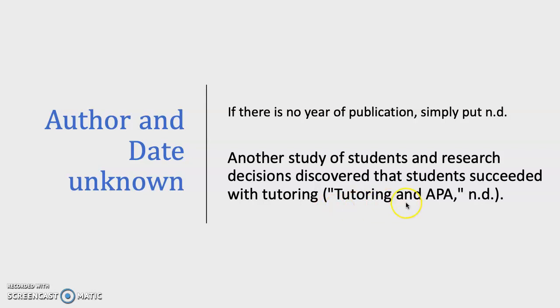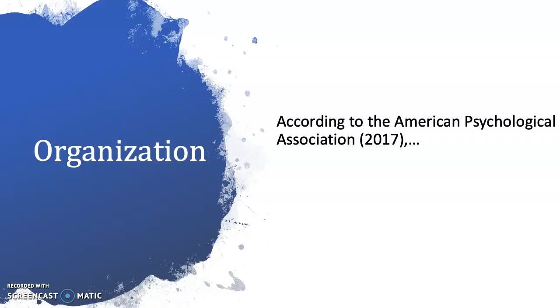So we don't know the author, we don't know the date. We have to use the title if there's no organization as author, and then ND. Here is an example of an organization serving as the author. So we don't have a person named. So according to the American Psychological Association, and again the year, and then you put your paraphrase or your direct quote.